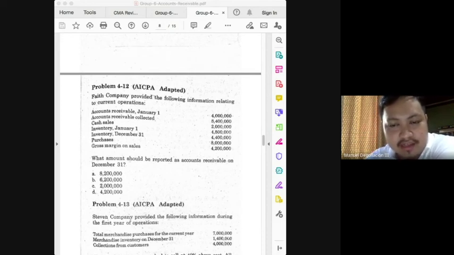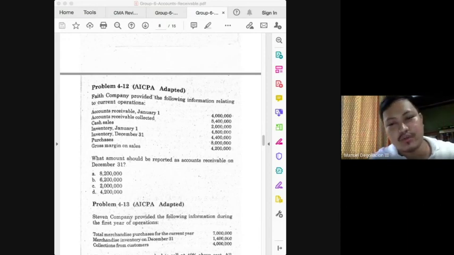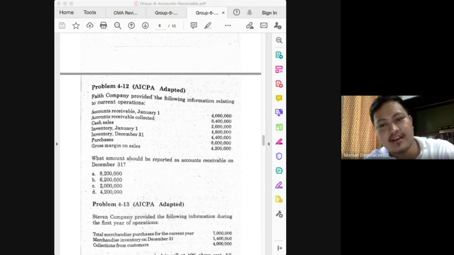So what does that tell us? If total sales is 12,600,000 and 2 million of it is a cash sale, that means the remaining 10,600,000 represents our credit sales or our sales on account, and that is the amount that will go to your accounts receivable ledger. Okay, so the solution now here would be accounts receivable of 4 million plus credit sales.